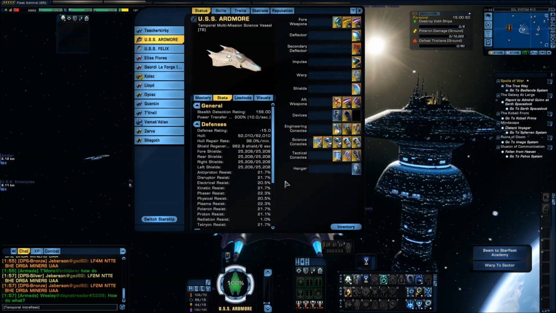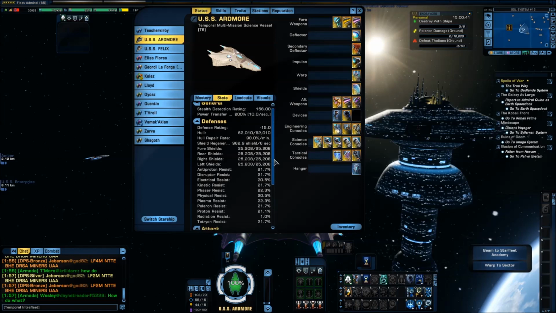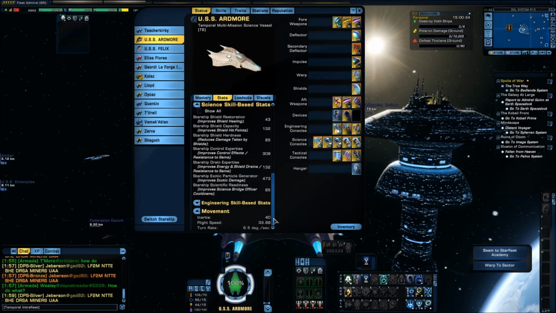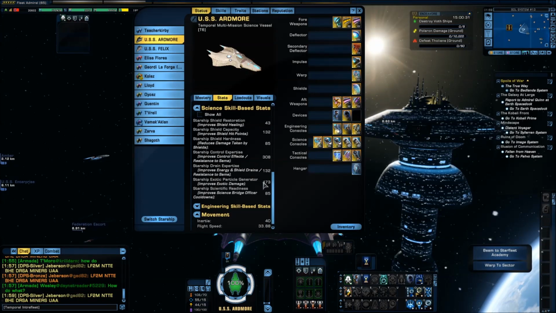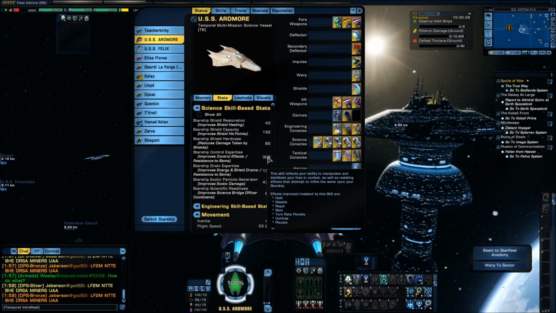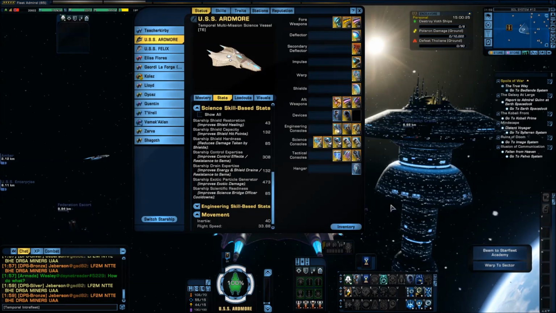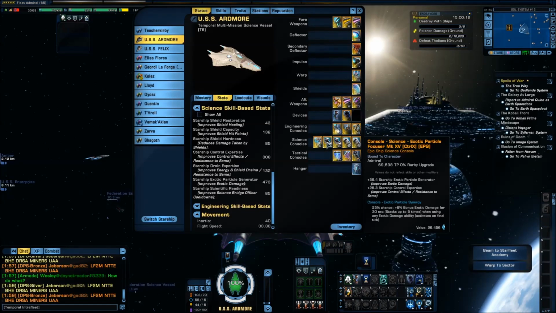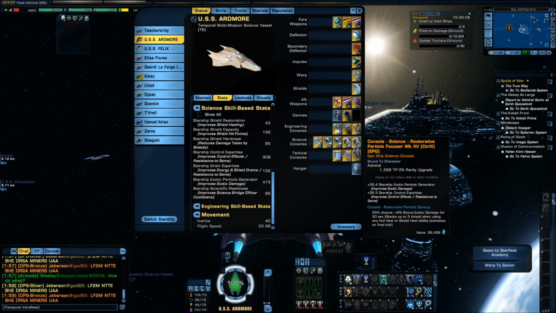Okay, now let's get into consoles, because this is your bread and butter. This is what's going to give you your stats, these scary high stats of, I think it's 473 and 308 respectively for control expertise and EPG. So first we have two restorative particle focusers and two exotic particle focusers.